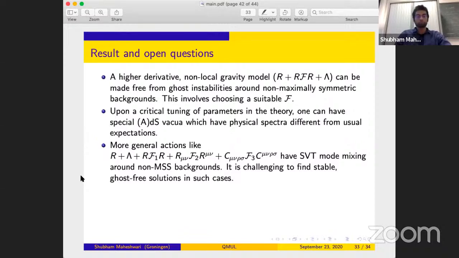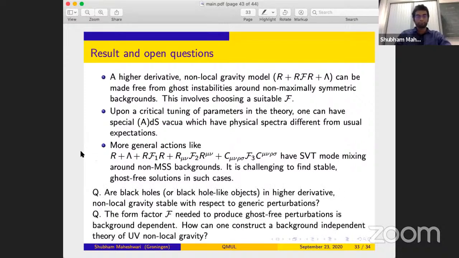And if you consider much more general actions which have non-local R squared, non-local Ricci tensor squared, and non-local Weyl squared, in this case, you will have scalar, vector, tensor mode mixing for all the 6 different modes around non-maximally symmetric backgrounds, and it is challenging to find stable ghost-free solutions in these cases. But still, there are open questions.